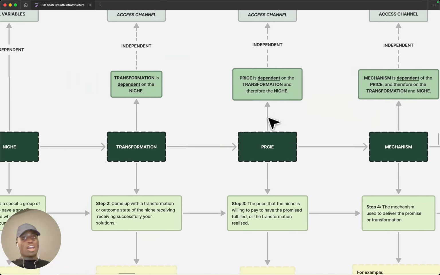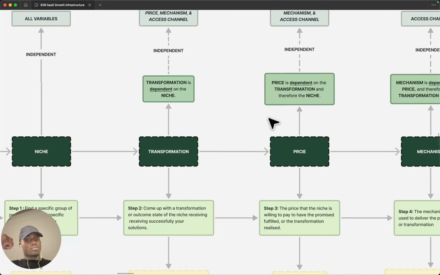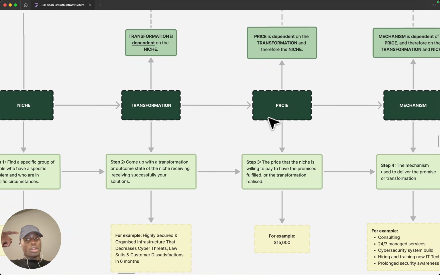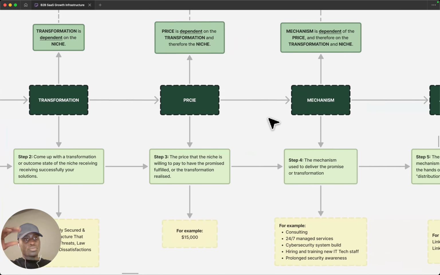So right now we have a niche, which is law firms, and a transformation, which is a highly secured, organized infrastructure that decreases cyber threats, lawsuits, and customer dissatisfaction in a period of 6 months. And the niche is willing to pay $15,000 for this kind of service.